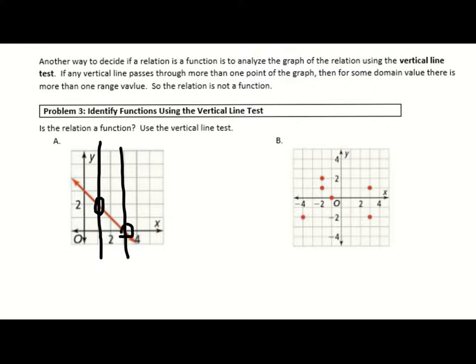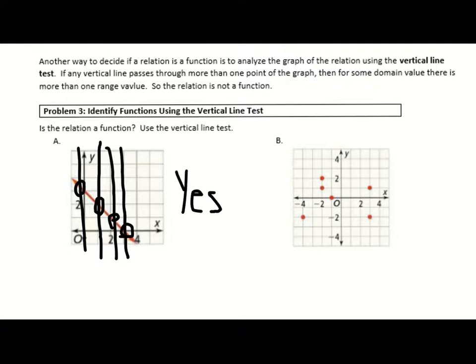Here one time, that's fine. Here one time, that's fine. There's not going to be any place where my line intersects the graph more than once. So we're going to say yes, this is a function, because no vertical line crossed that graph more than one time.